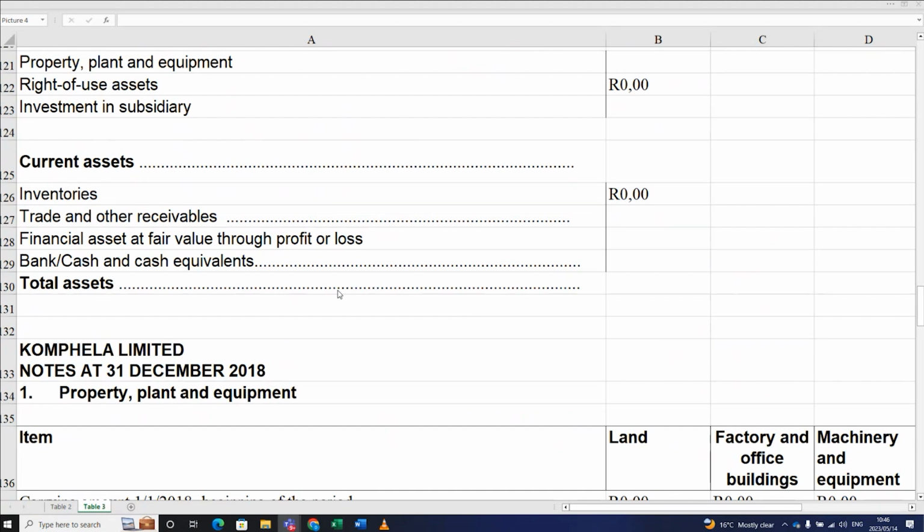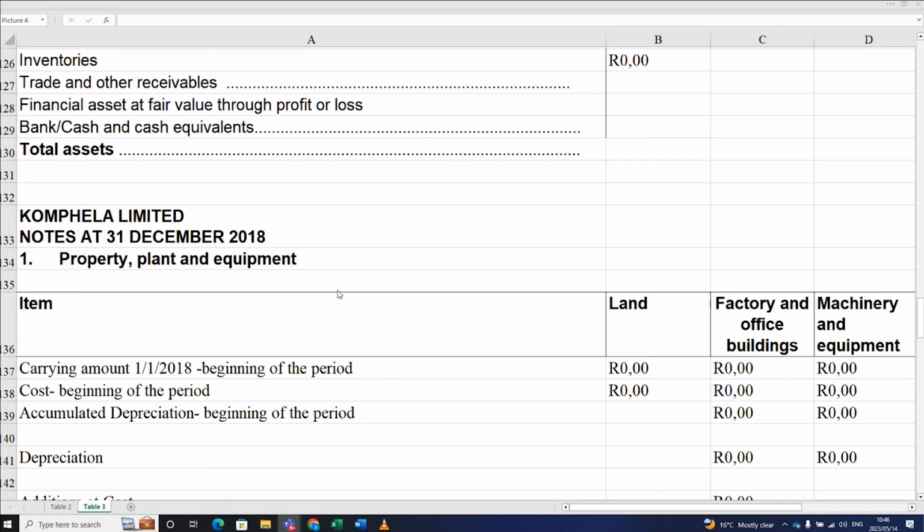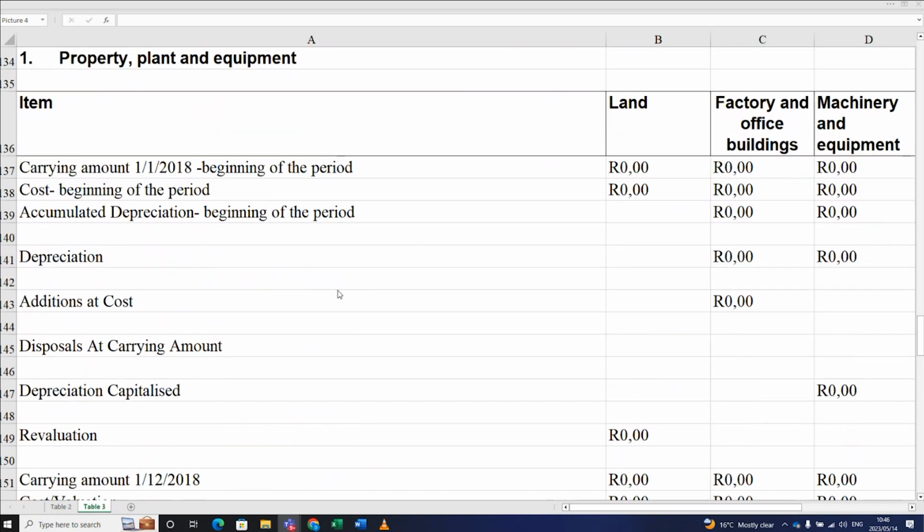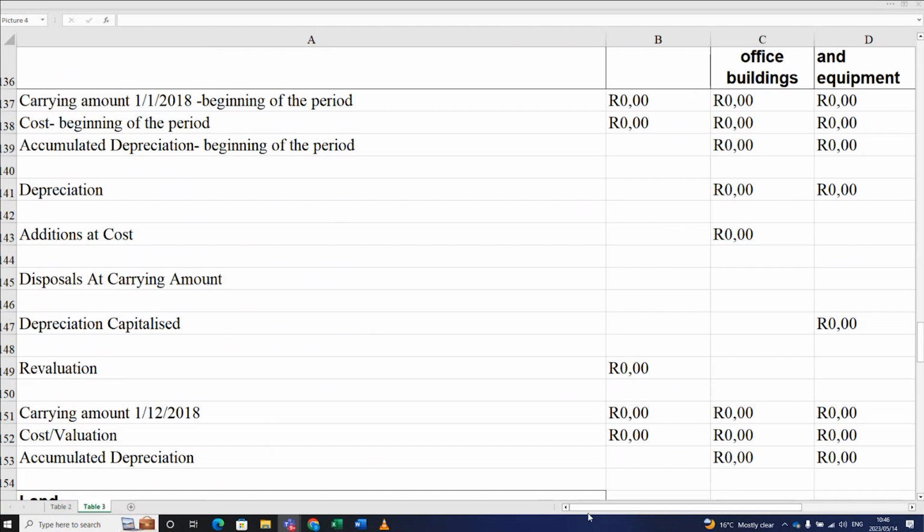Since they've asked us for the statement of financial position, and they're also asking for the notes to that, you probably want to lay out your PPE note as well. Then learn the structure: it's the carrying amount at the beginning of the period, which consists of the original cost and accumulated depreciation up until the beginning of the period. Then you have the movements of PPE, which consist of depreciation and additions.